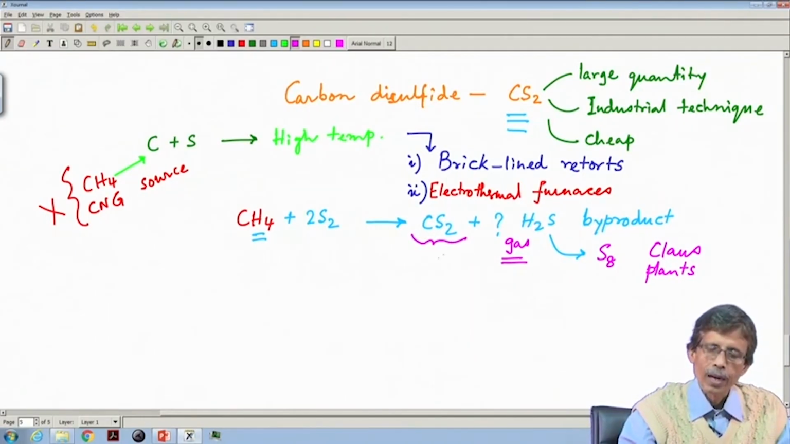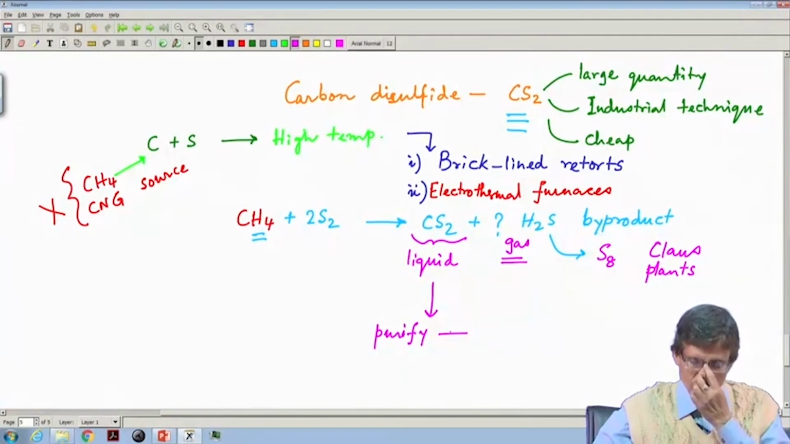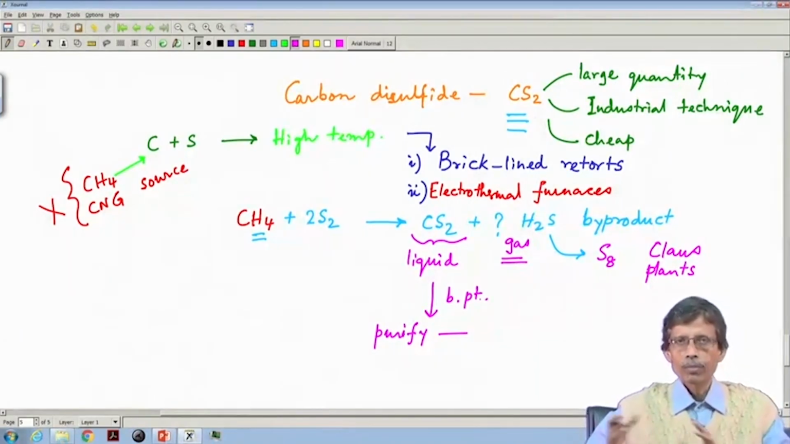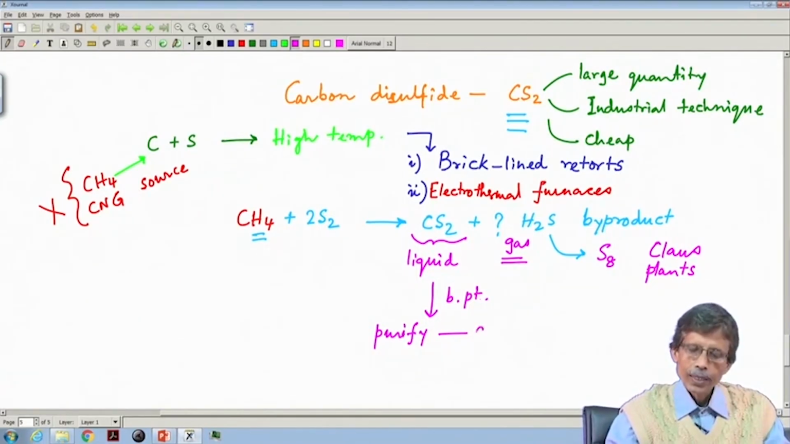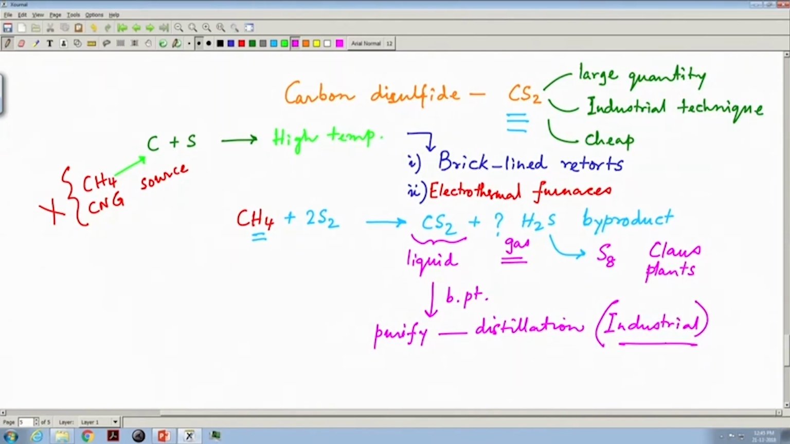So, this liquid you get now, you have to purify it for some unwanted material. You should know the corresponding boiling point. You should know when you have the liquid sample, when you have the solid sample, or when you have the gaseous sample, how you purify those. So, this particular one is purified by distillation. So, it is a very simple technique, but on a huge scale. So, an industrial distillation process will be utilized for the production of pure quality of your carbon disulfide. So, this particular one is very easy to make.